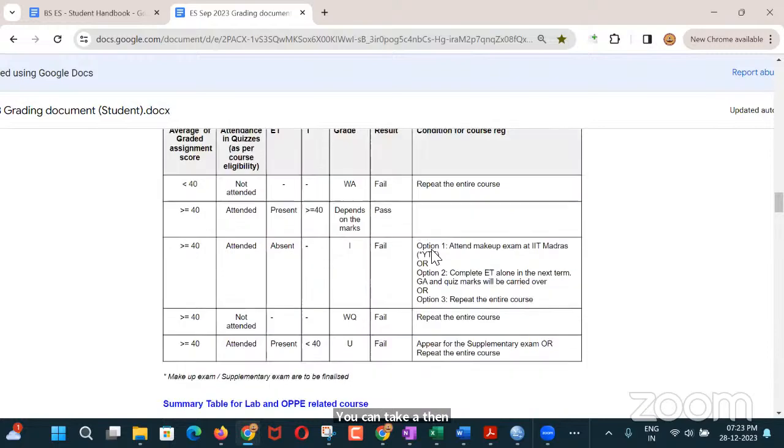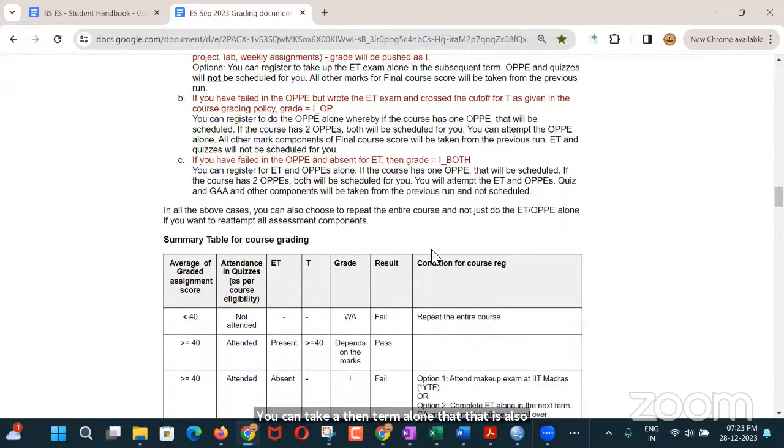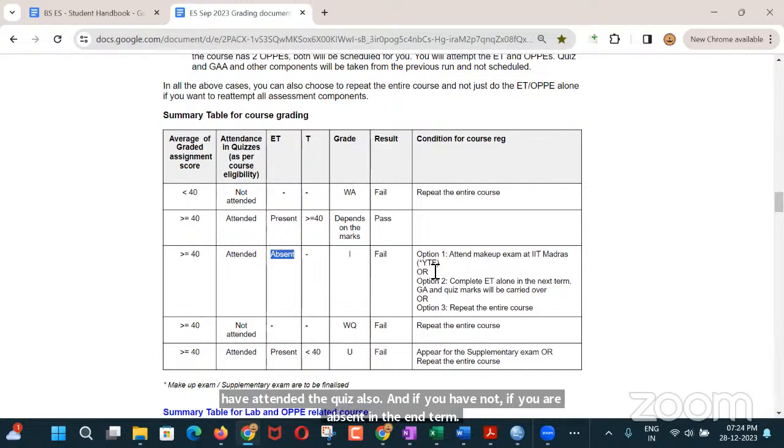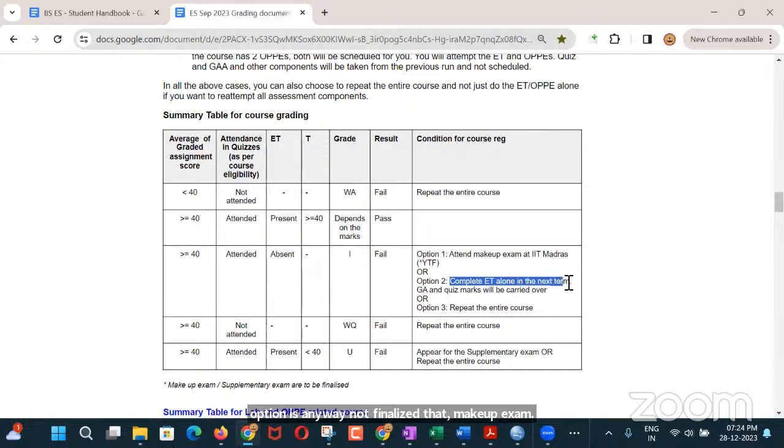Wait. Okay. Can you see this here? Yes, sir. So what does it say? Suppose your average score is more than 40% in the weekly assignment. You have attended the quiz also. And if you are absent in the end term, in that case you have these 3 options. First option is anyway not finalized, that is the makeup exam. Option 2 is available, that is take up the end term alone in the next term.